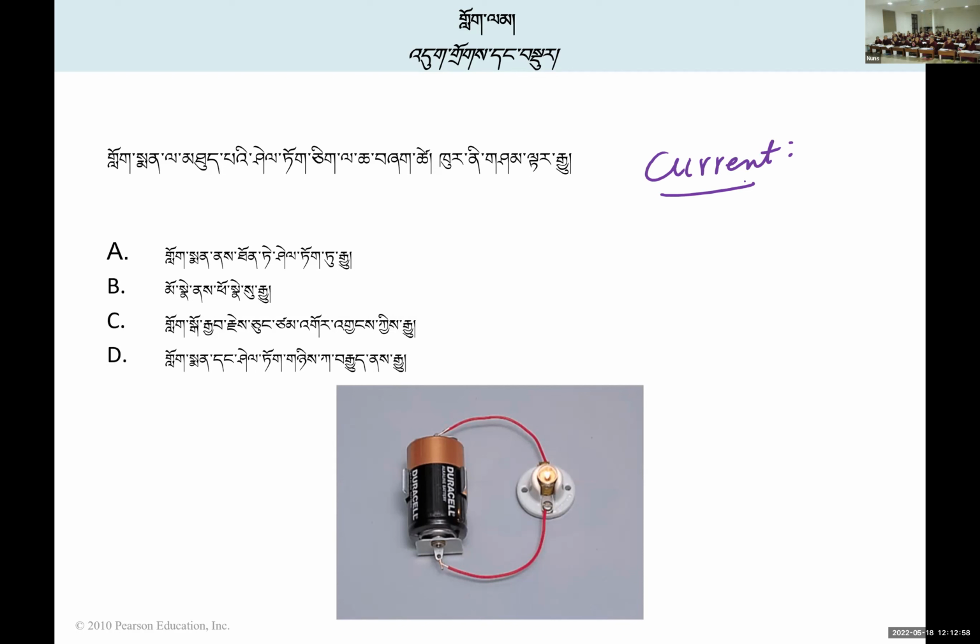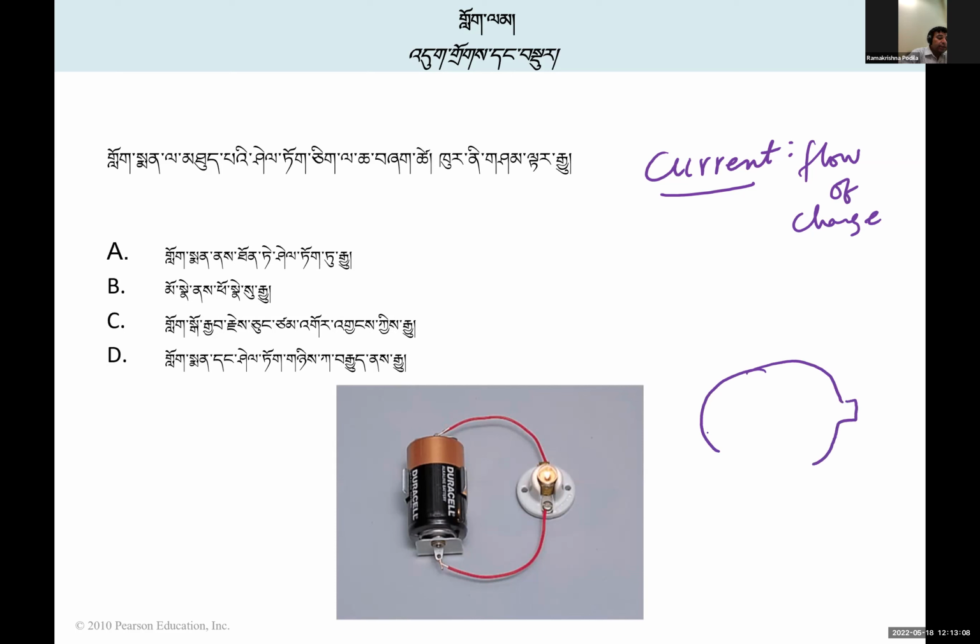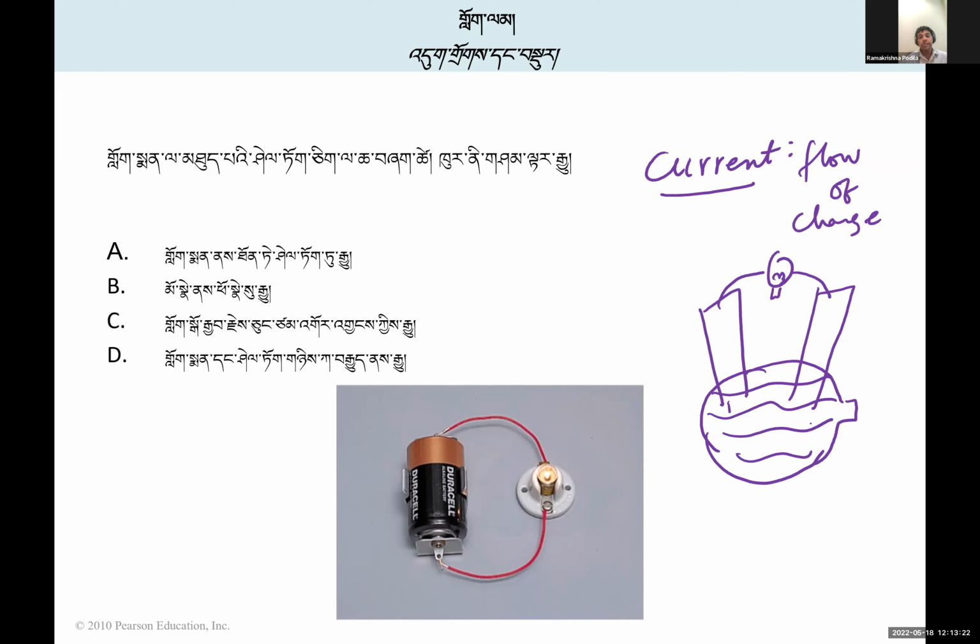Flow of charge. Okay, flow of charge. Now, let's go back to the lemon battery. If you see the lemon battery, remember, we discussed the lemon battery. So you have two things sticking in it, right? If I connect a light bulb here, the light bulb will glow. So will the charge flow through the lemon also?